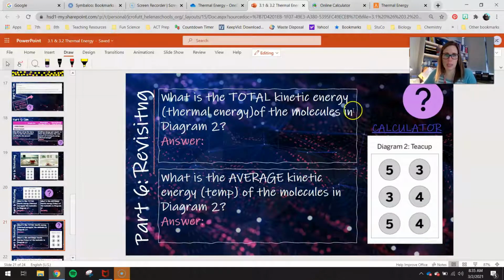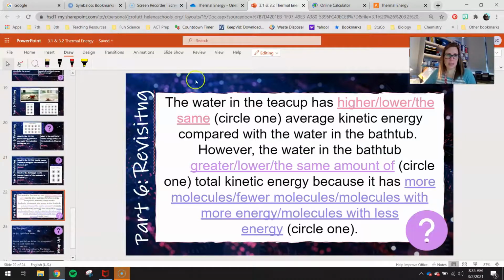Finally, what is the total kinetic energy of the molecules in diagram 2? So that was our teacup. Add them all up. And then for the average, divide through by the number of molecules, which in this case is 6. Okay, finally, I want you guys to use your draw tool to circle your answers here.